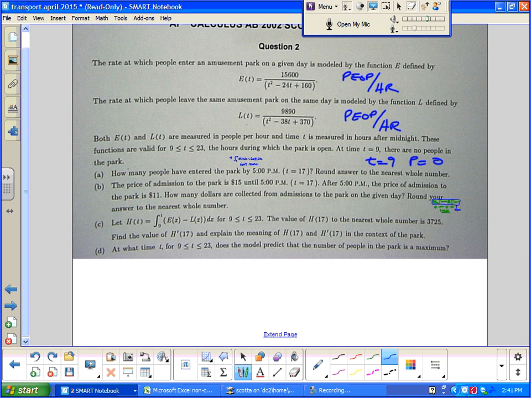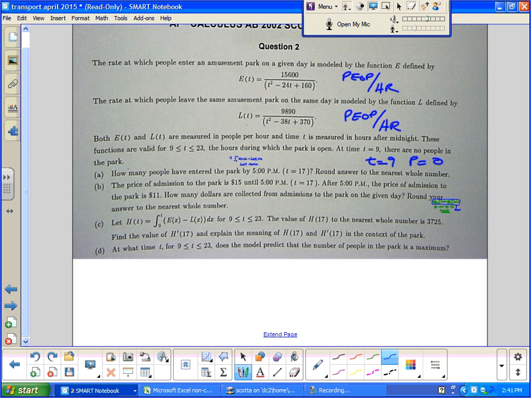Hopefully you catch this as entering minus leaving, right? You take all the people that enter minus all the people that leave. That's how many people are in the park. This integral would give you how many people are in the park at time t, right now. So h of 17 is how many people are in the park: 3,725 people. They want you to find the value of h prime.